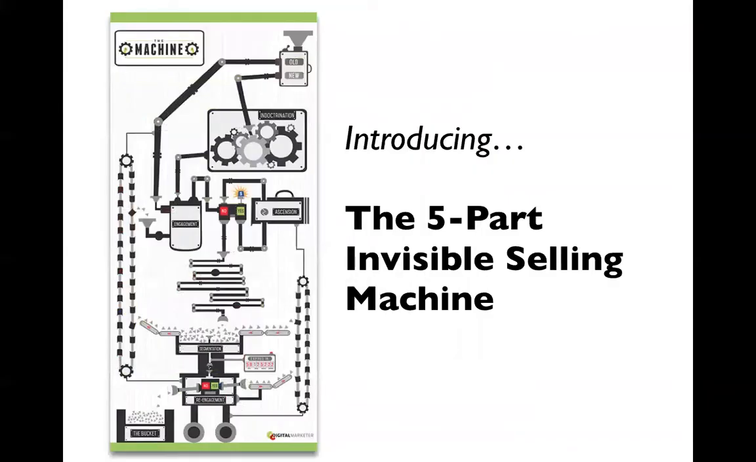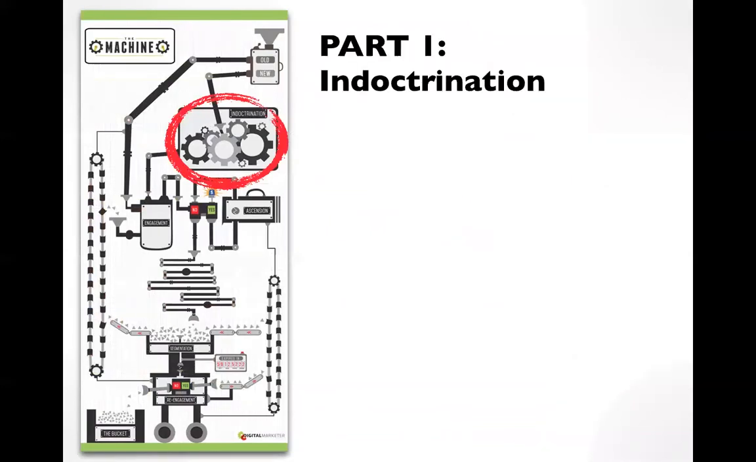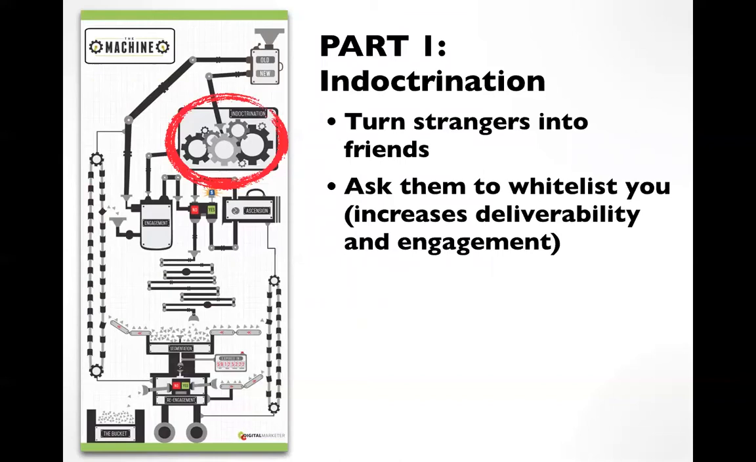So now I want to introduce you to the 5-part invisible selling machine. And this is what we call the machine. Indoctrination is the first step. This is one thing I see a lot of people do all the time. They get somebody to opt in, they're new at this, and they never introduce themselves. Can you imagine going into doing business and never introducing yourself, never saying your name, who you are, right? You want to turn strangers into friends. You want to ask them to whitelist you in their email client. That's a big thing, okay? Asking them to whitelist you is going to get you into their inbox. Otherwise, you're wasting your time and theirs.